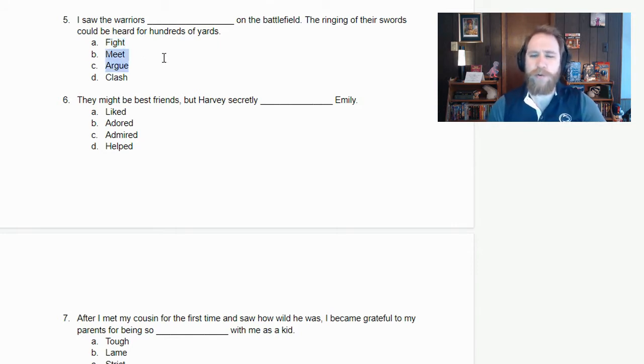Are they meeting or arguing? Those wouldn't involve swordplay, hopefully. All right, that's some aggressive negotiations. And then clash, right? The clash of symbols or the clash of swords meeting on the battlefield. That makes the most sense.